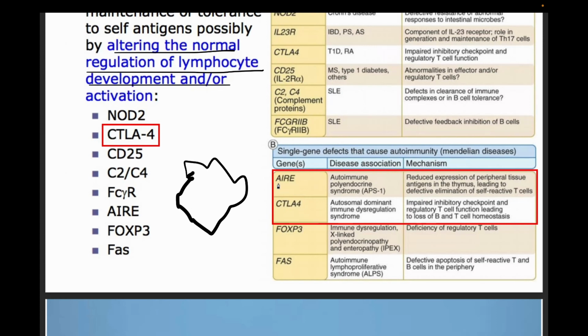We have, for example, AIRE. A defect in this gene may lead to autoimmunity. We took this in the first semester. Its function is to eliminate the self-reactive T cells in the thymus. If there is a defect of this gene, there will be a defective protein, so there will be no elimination of self-reactive T cells. We have FOXP3 for regulatory T cells: deficiency of regulatory T cells. We have FAS, which is responsible for apoptosis: defective apoptosis of self-reactive T and B cells in the periphery.